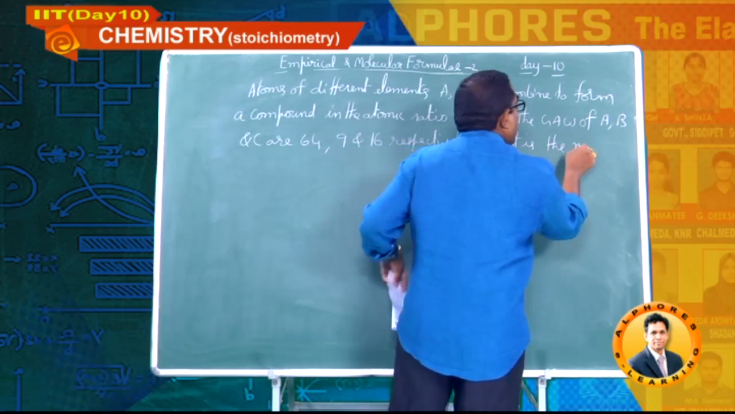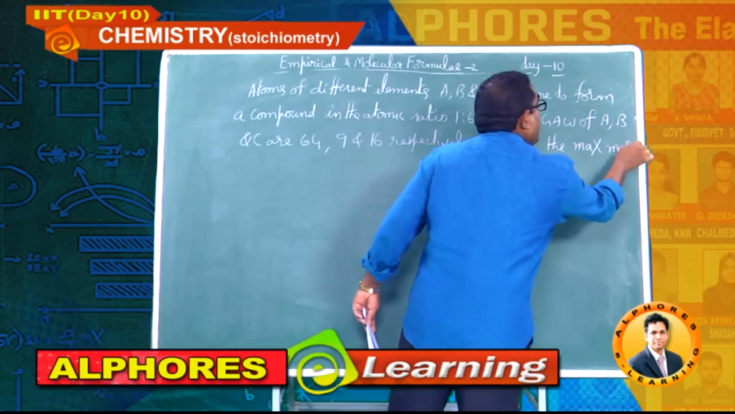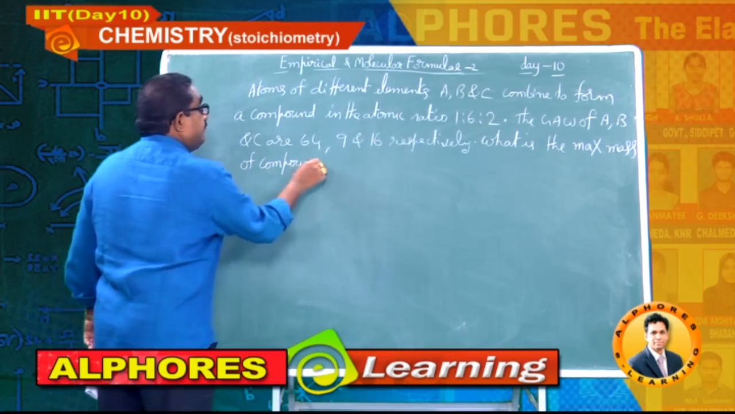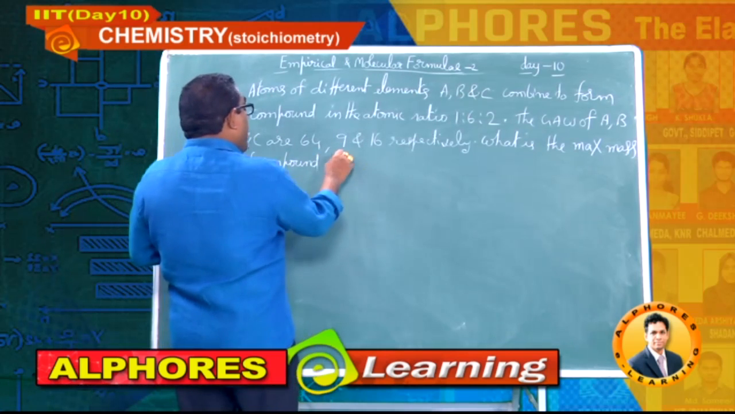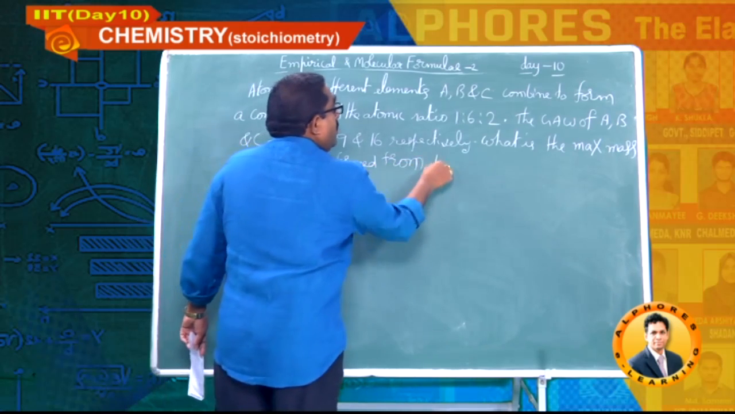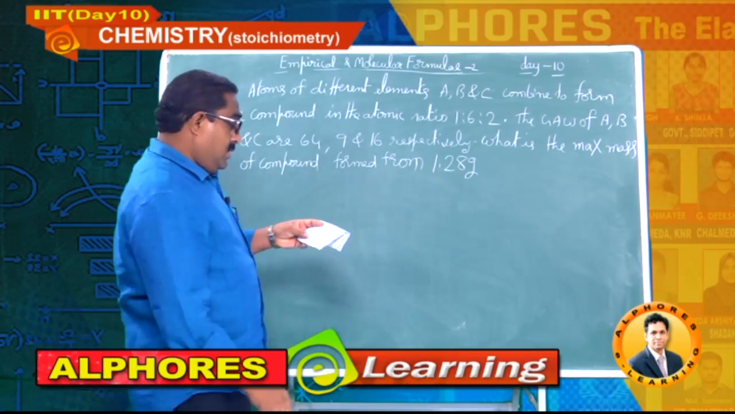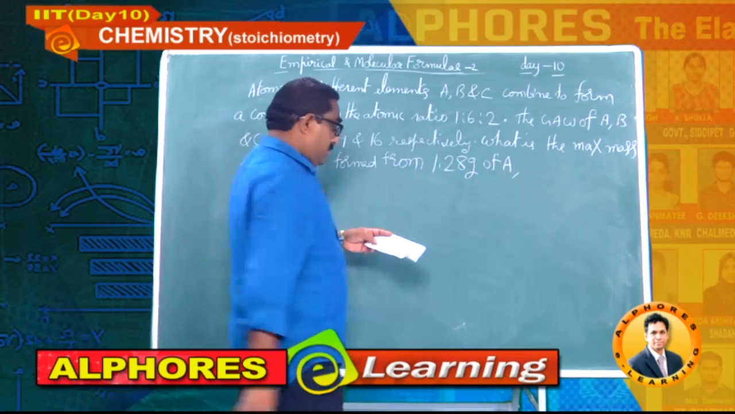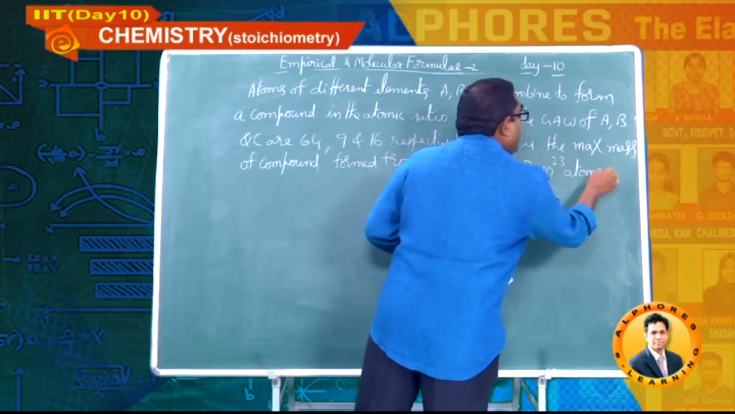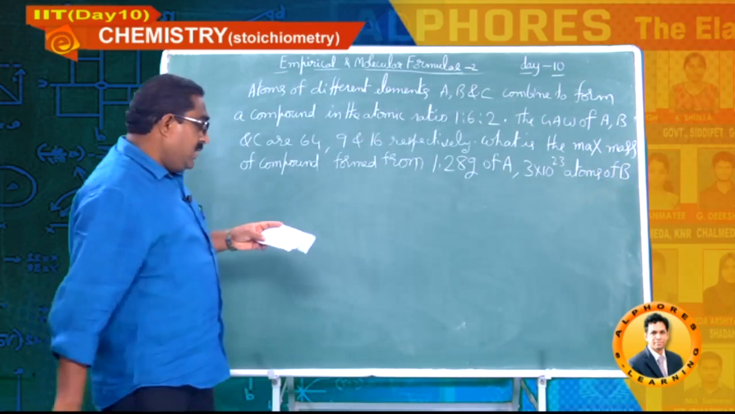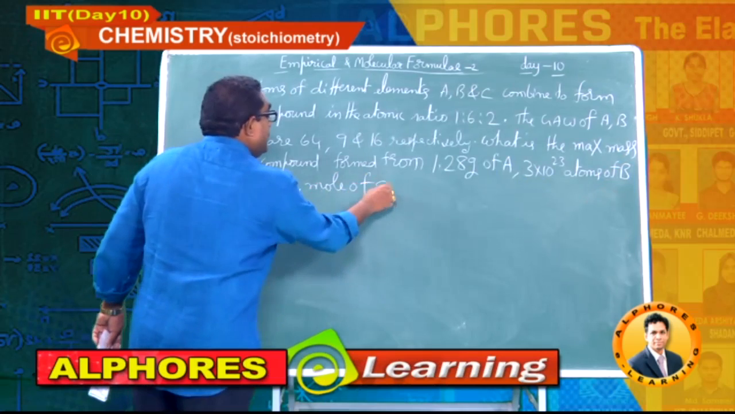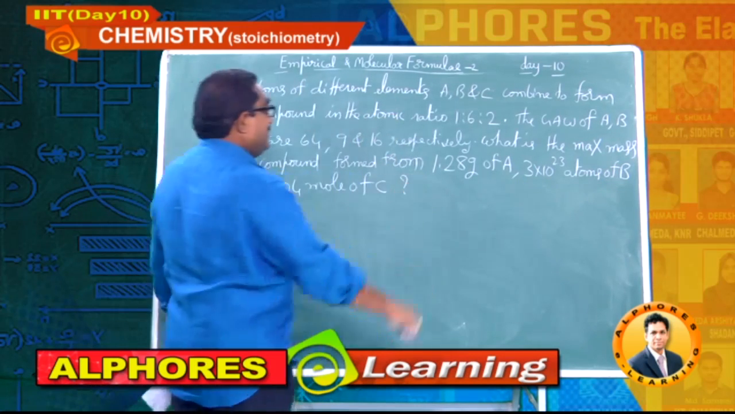What is the maximum mass of compound formed from 1.28 grams of A, 3 into 10 power 23 atoms of B, and 0.04 mole of C? That is the question.